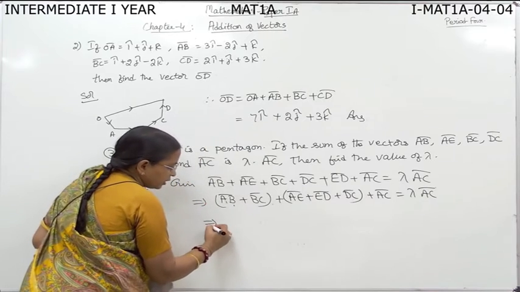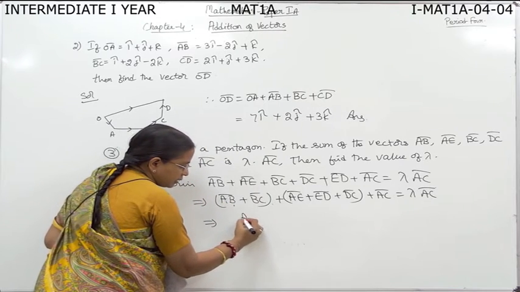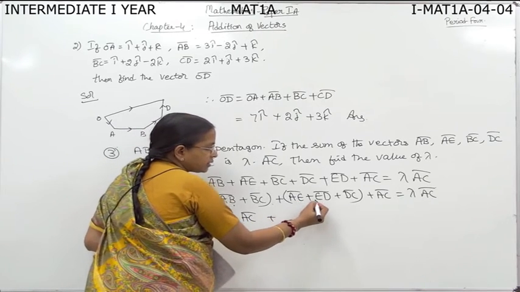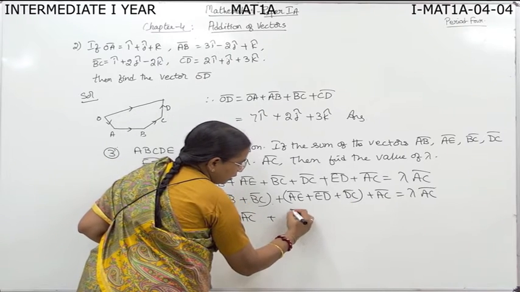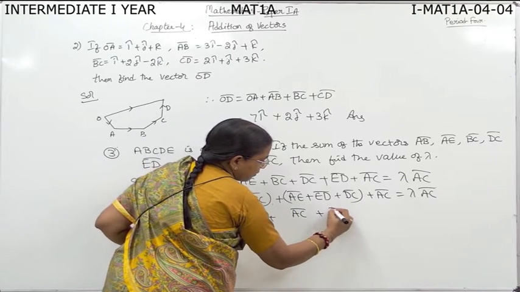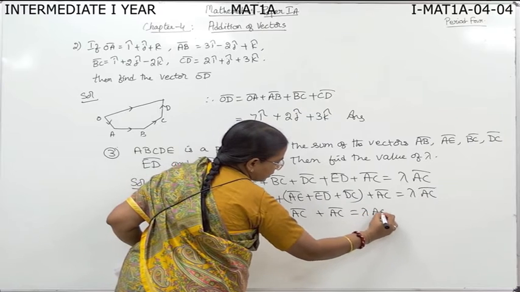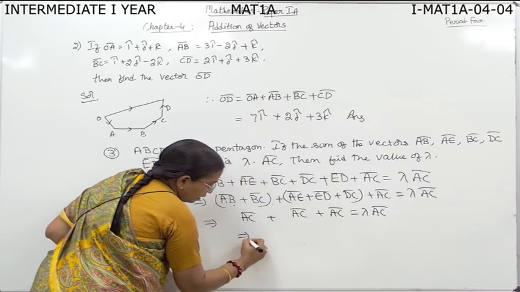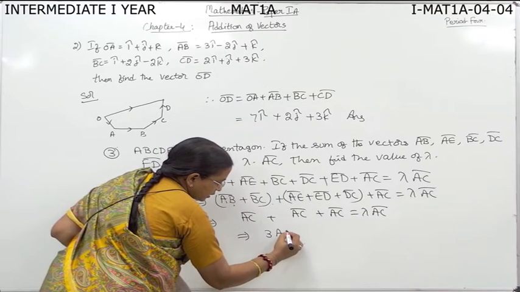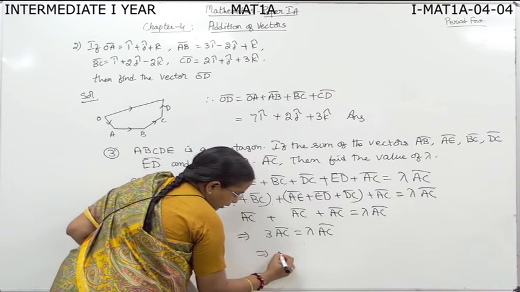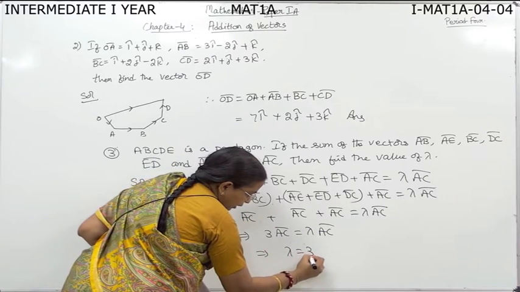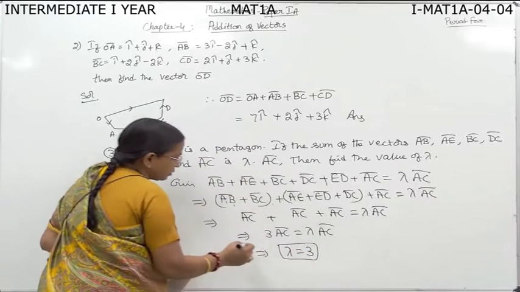So now if you see, AB plus BC is AC, and then AE plus ED plus DC is also again AC. And then this AC is equal to lambda AC. So you will get 3 times AC is equal to lambda AC. So lambda is equal to 3. So like this we solve the problem.